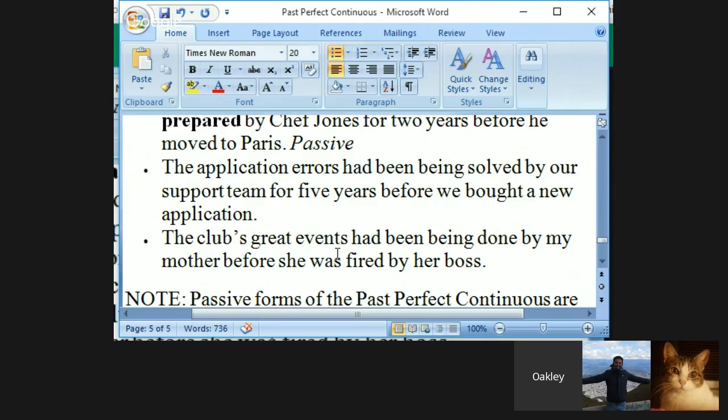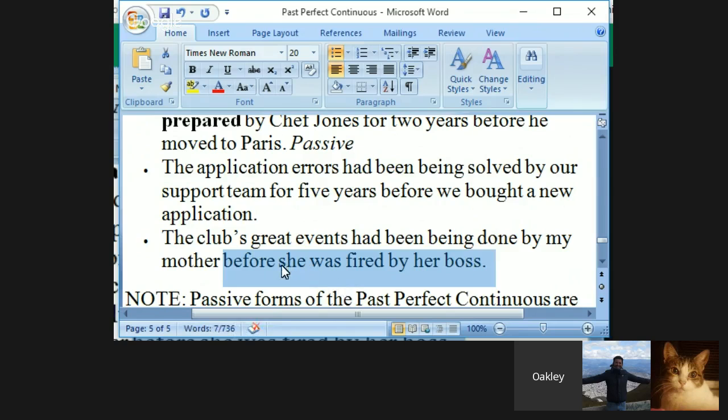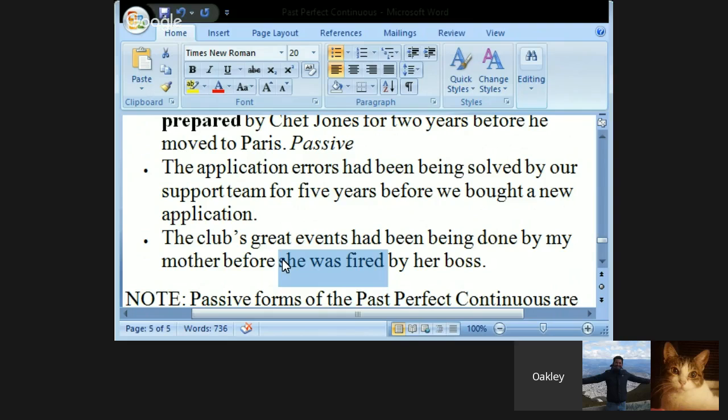All right. The club's great events had been being done by my mother before she was fired by her boss. Something interesting here. Notice in his second clause, this is correct. There's no problem with this sentence. Just worth noting, he also has a simple past passive in his other clause. That's perfectly okay.